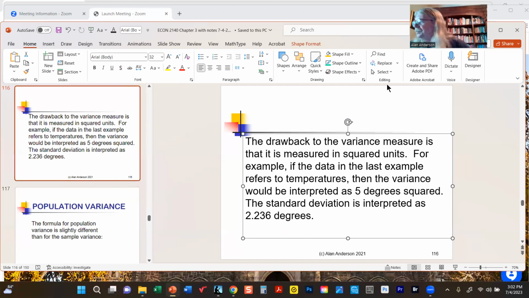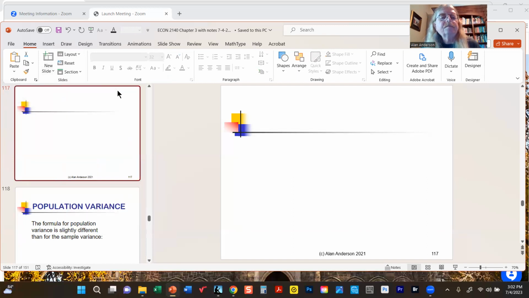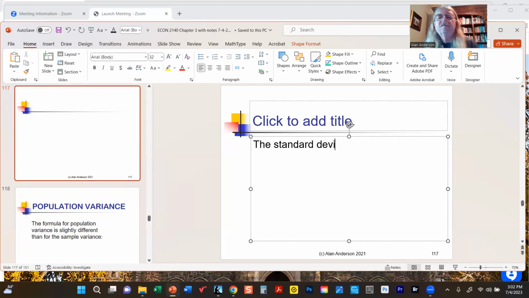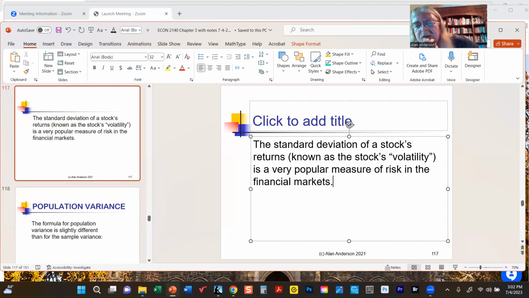Now, I just want to mention here too, this is a very popular measure of risk in the financial markets. The standard deviation of the stock's returns, known as the stock's volatility, is a very popular measure of risk in the financial markets. You see this all the time in finance in particular. Standard deviations are used to represent the risk of holding not just stocks, but any other assets you might have and own, but especially stocks. Sometimes it's referred to as the volatility, and that tells me just how risky my stock is. And I need that information to make a decision about whether I should own it or not.